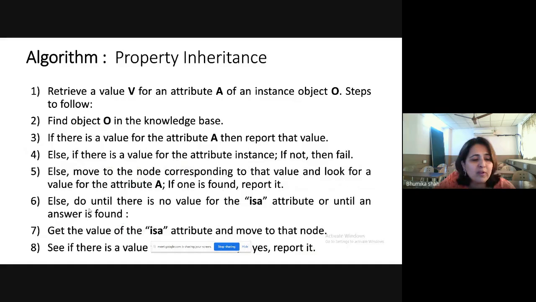If you don't get the value over here, then repeat until there is no value of the ISA attribute or until the answer is found. It means either keep on traversing with ISA until the answer is found, or there is no more ISA available, no more hierarchy available to travel ahead. What do you have to do? Step number 7. Get the value of the ISA attribute and move to that node. Go to that node and check whether the value is available for that node. If not, then once again go to step number 6. Check whether the ISA attribute is available, then check step number 7 and go to it.